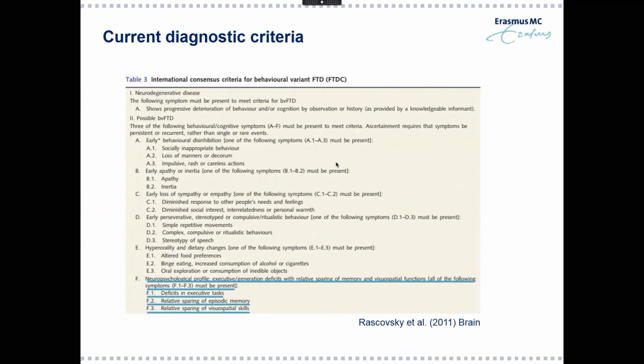When we zoom in on the current diagnostic criteria of behavioral variant FTD, we find the neuropsychological assessment in section F. It states that the cognitive profile is characterized by executive or generation deficits, with a relative sparing of episodic memory and visual spatial functions. In clinical practice, we see that next to executive dysfunction, prominent deficits in language and speech, as well as social cognition, are the cognitive hallmark of FTD. And I will be going into these domains next.